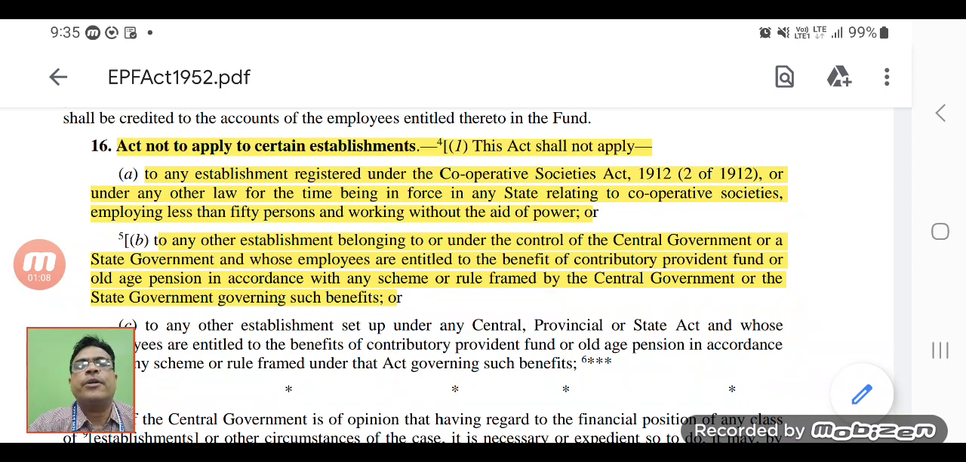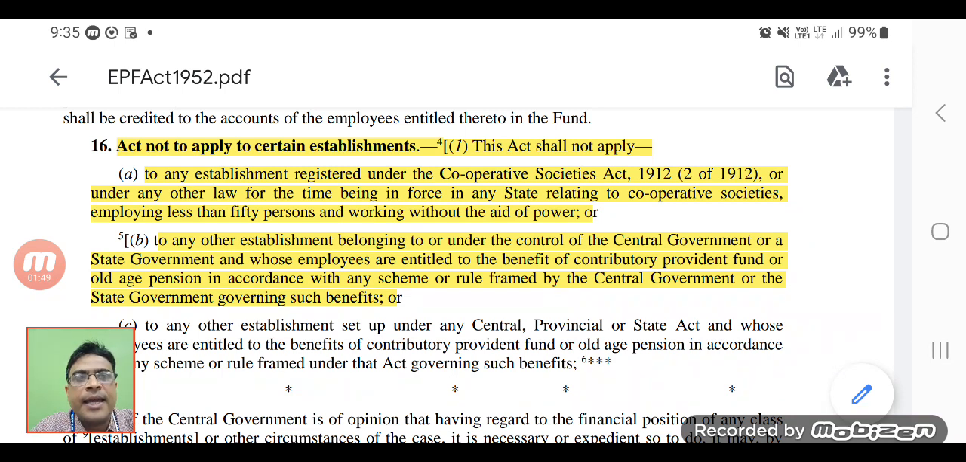So students, today we will start from section 16. Section 16 talks about Act not to apply to certain establishments. We have already studied the applicability of this Act, but under this Act, the establishments where this Act cannot be applied are also described, which we see in clause 1A of section 16: to any establishment registered under the Cooperative Societies Act 1912 or under any other law for the time being in force in any state relating to cooperative societies, employing less than 50 persons and working without the aid of power.